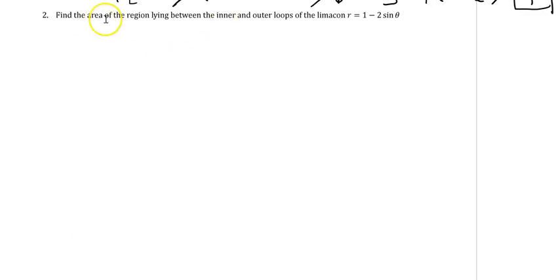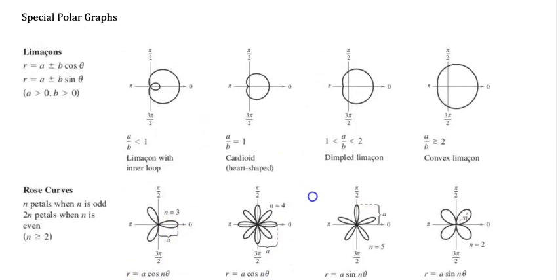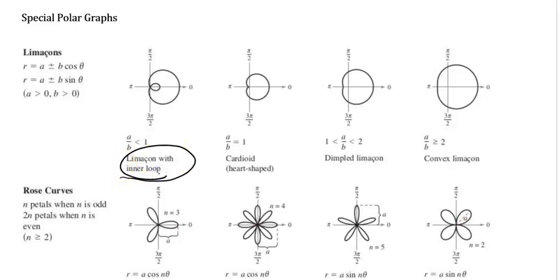In our second example, we want to find the area of the region lying between the inner and outer loops of the limacon, r equals 1 minus 2 sine theta. Let's go look at what that graph looks like. Here is what a limacon with an inner loop looks like. So something like this one.